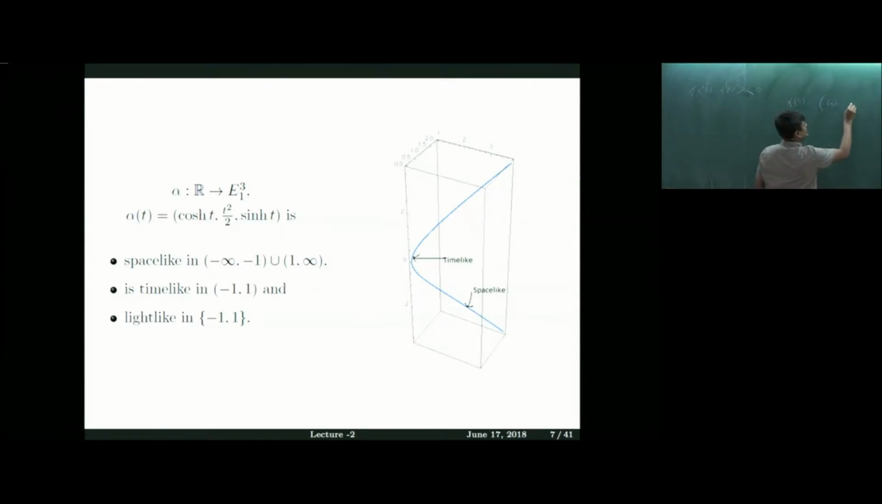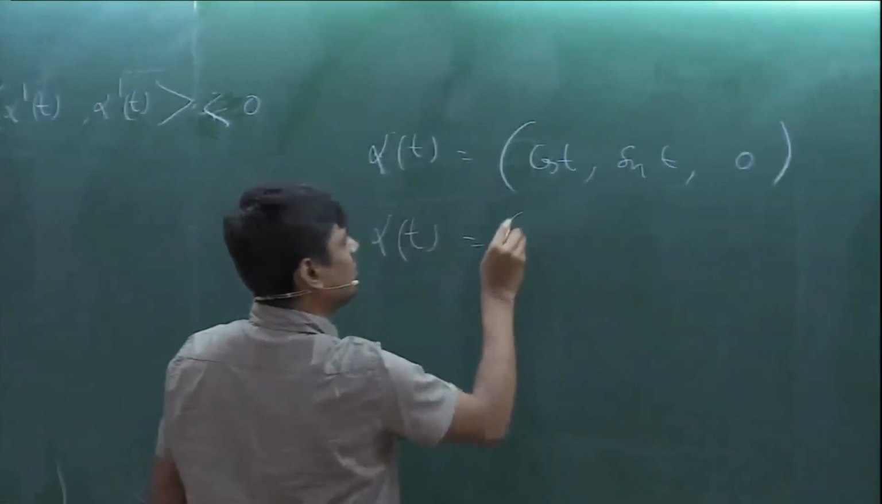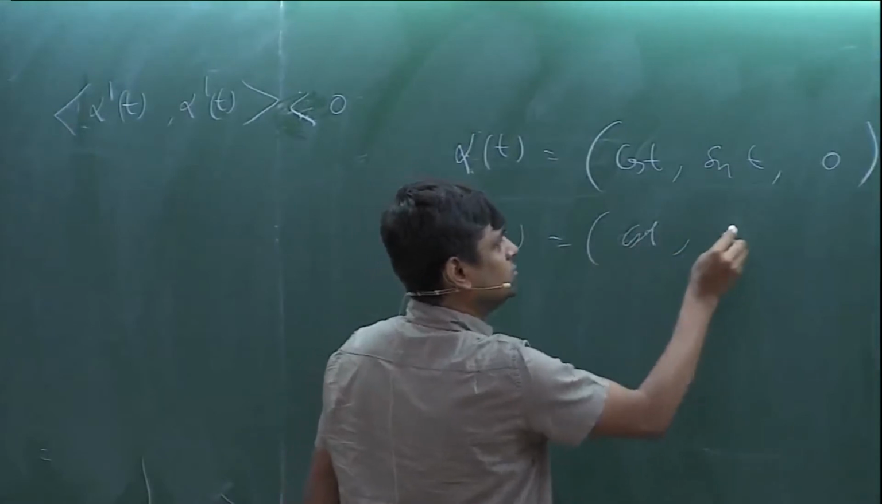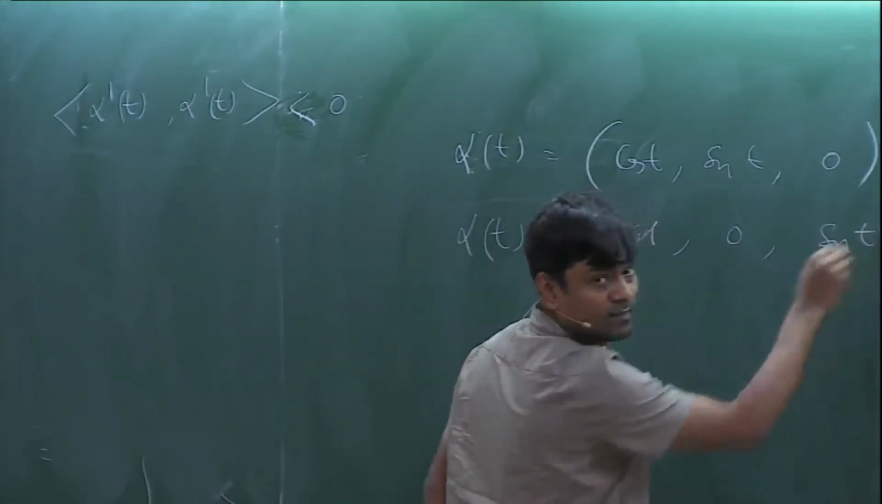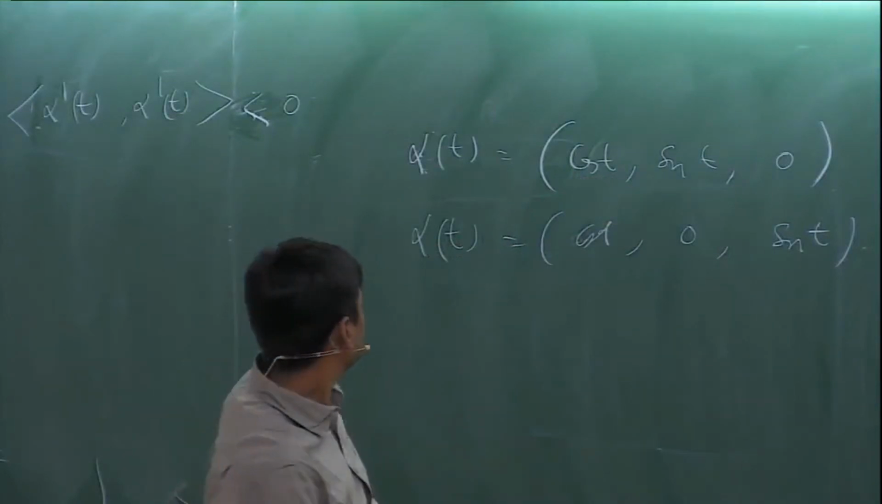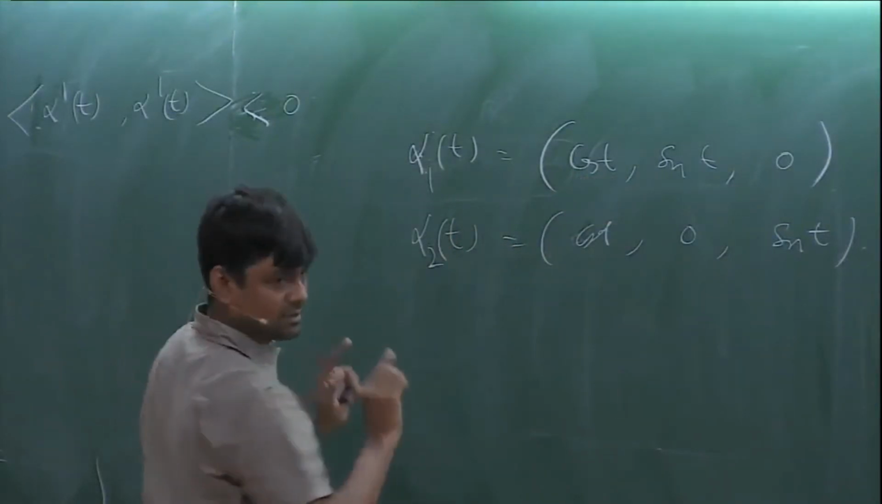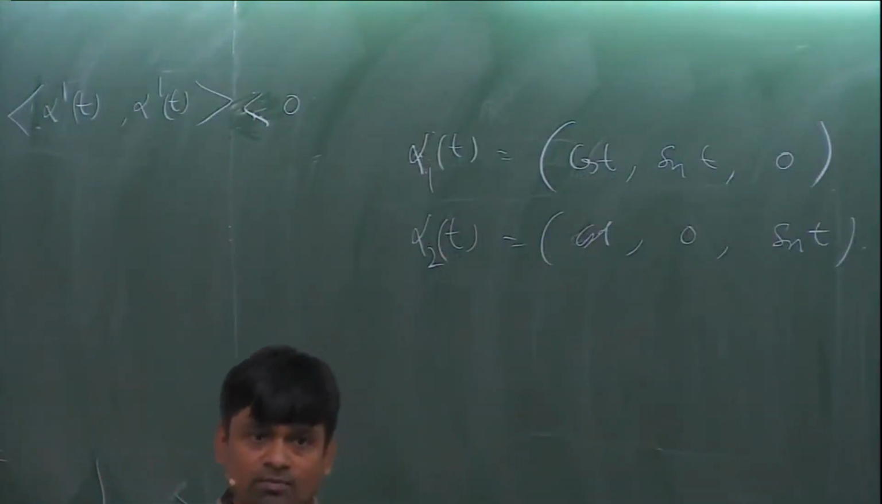Cos t, sin t, 0. Simple example: alpha t equal to cos t, 0, sin t. Tell me, this curve is alpha t. Two curves, alpha 1 and alpha 2. Tell me, is alpha 1 space-like, time-like, or light-like?